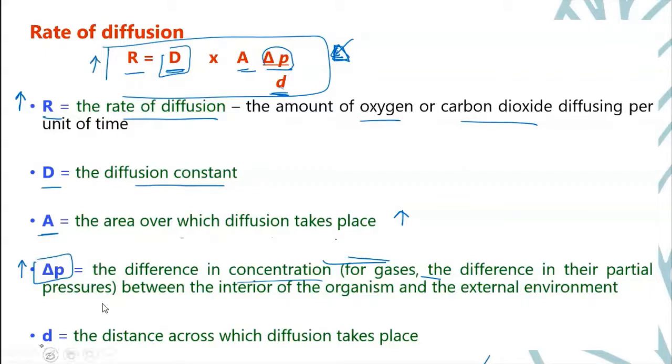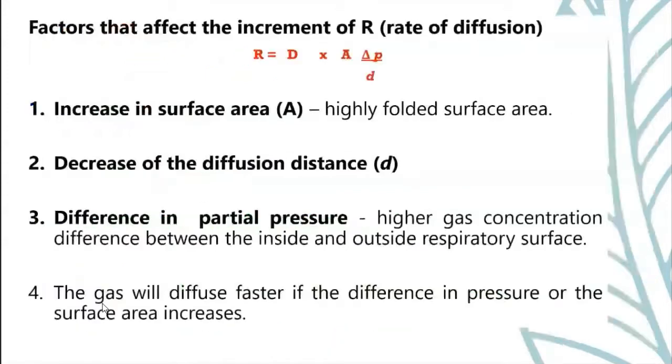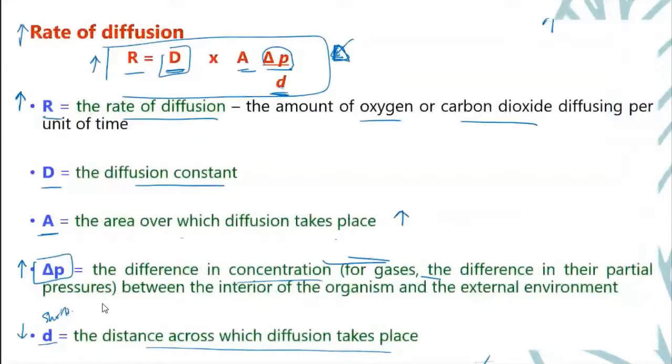And then distance. Okay, distance D. So distance must be short. Okay, short distance. So that's why the membrane of alveolus and also the membrane of blood capillaries, they are one cell thick. Okay, so this is to shorten the distance for the gas to diffuse through. Okay, the distance across which the diffusion takes place. So the shorter the distance, the higher the rate of diffusion. Okay, so factors that affect the increment of R, rate of diffusion increases.